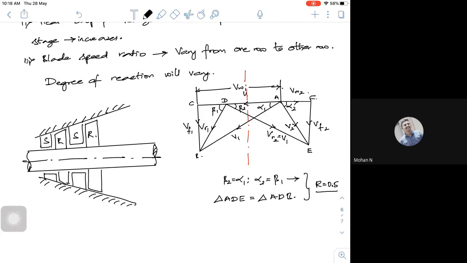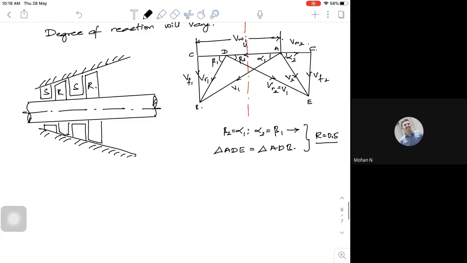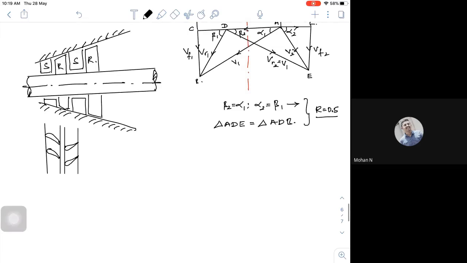Okay, and if you look at the cross section of it, at a given point, this is my stator and this is my rotor. The blades will be like this. They are all aerofoil shape, and it will be going like this. Your stator as well as your rotor will be of similar cross section. Okay, so let me write that.